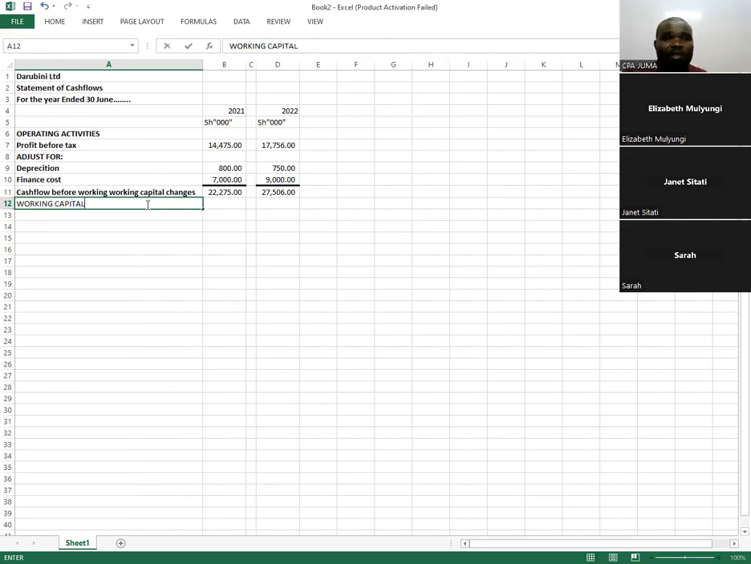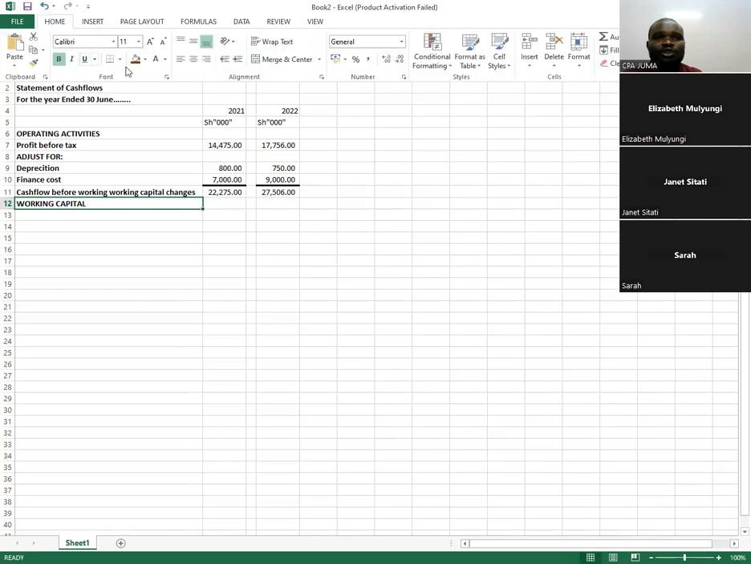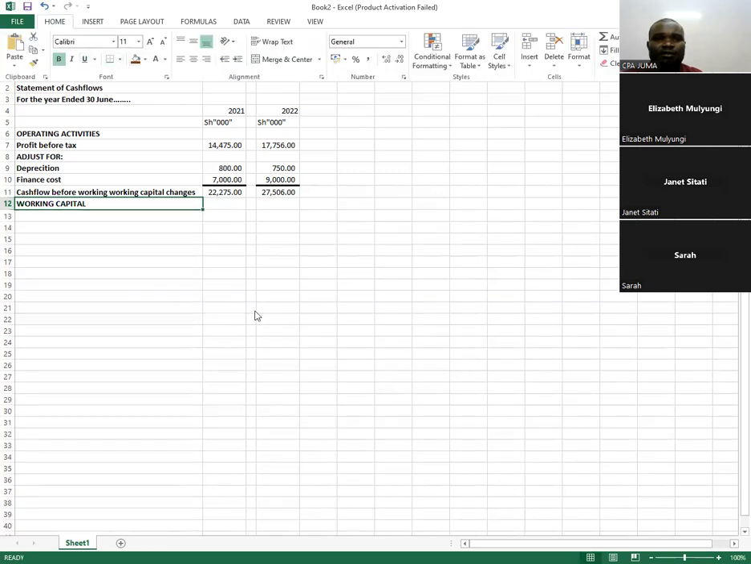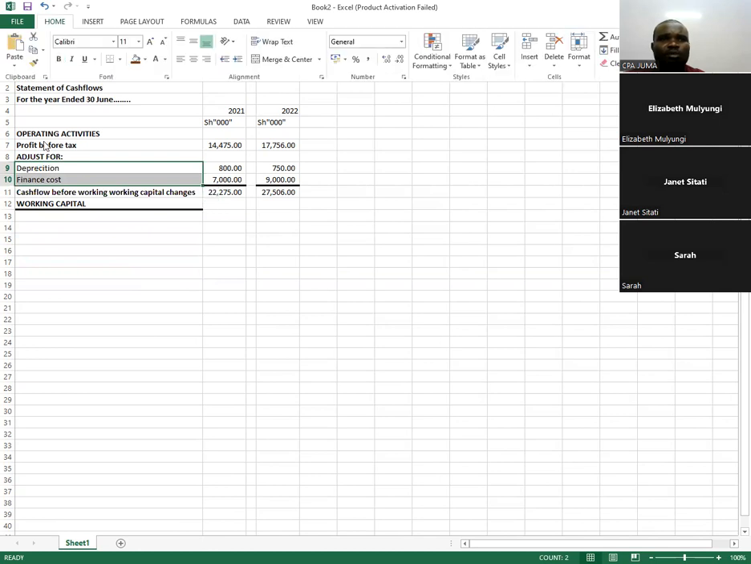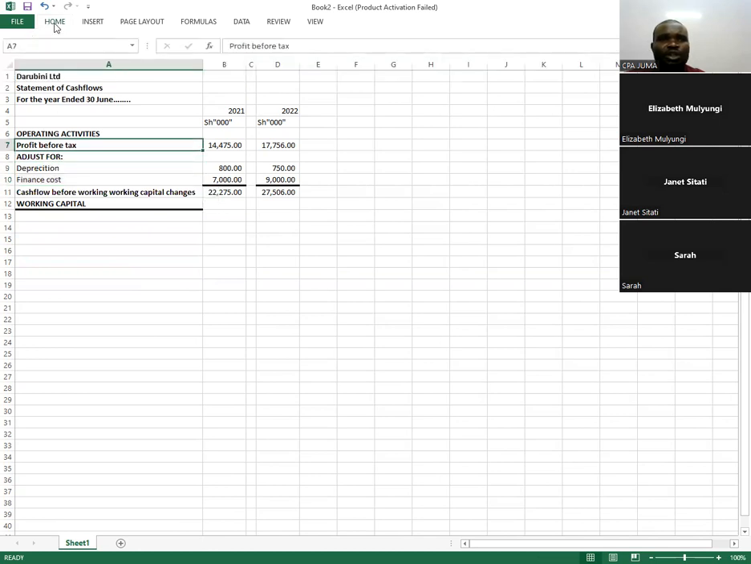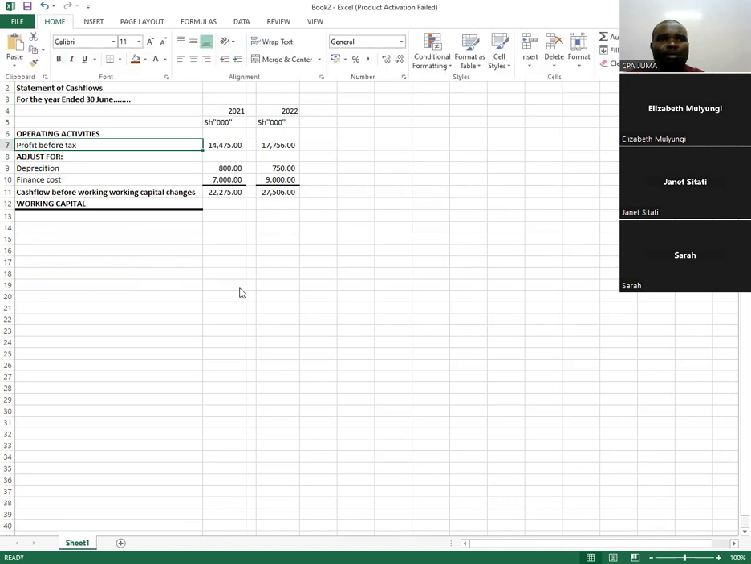Working capital, kindly listen to this. Now I can underline this for separation purposes. And also, you've noticed everything is bold. So the ones like depreciation and finance cost, we can unbold. Even the profit before taxation, there is no need of bold. Bold should only apply to the headings.